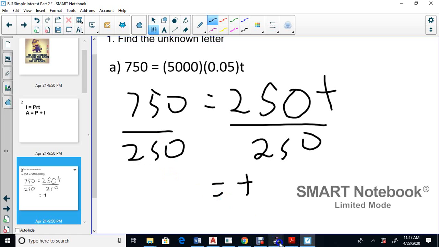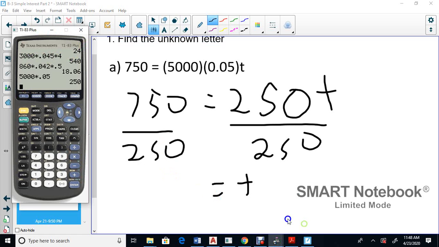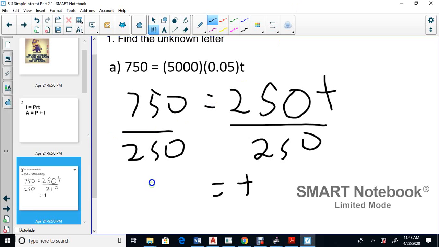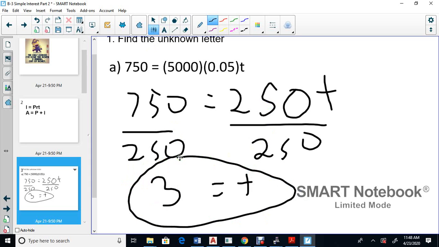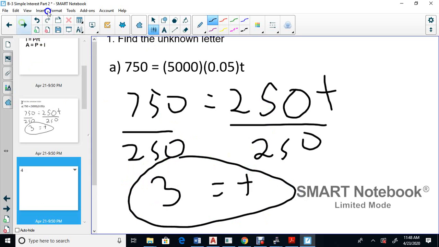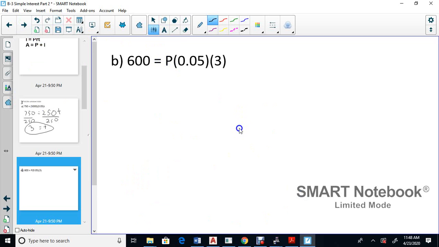We'll go back to our calculator here. 750 divided by 250. 3. So here it would be 3 years, but in this case it doesn't say years or anything, it just says find T. So T is 3. And there's our final answer. T is 3. Circle around it.